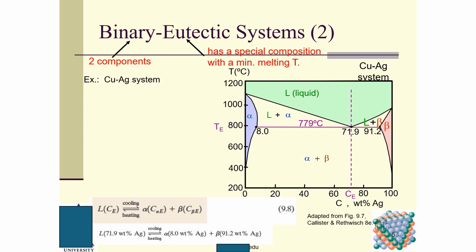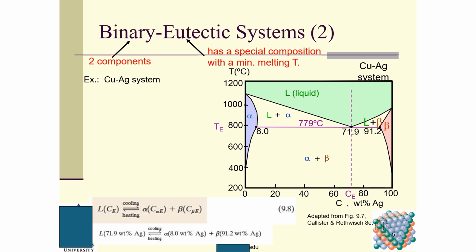So binary eutectic system, what does it mean? Binary means two components. For this case, we have copper and silver, these two different elements. And eutectic has a special composition with a minimum melting temperature T.